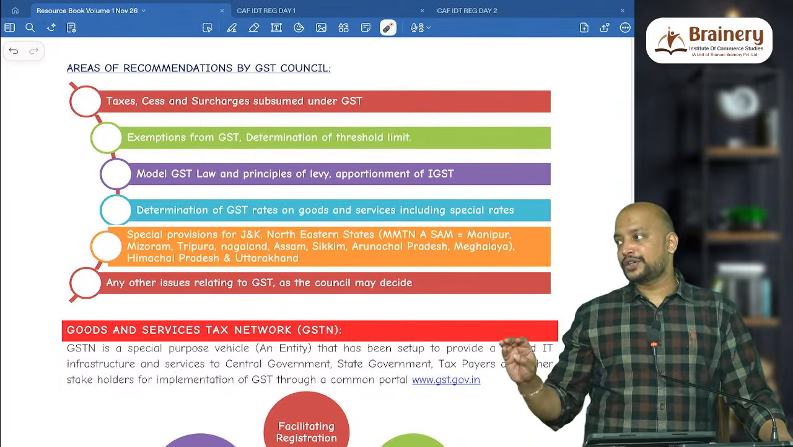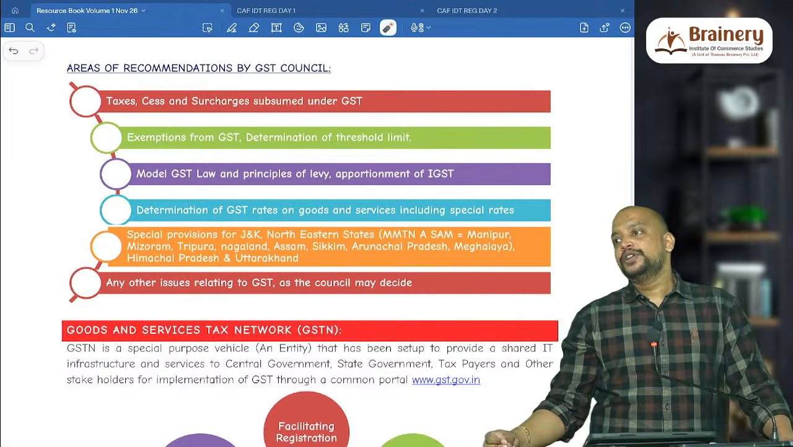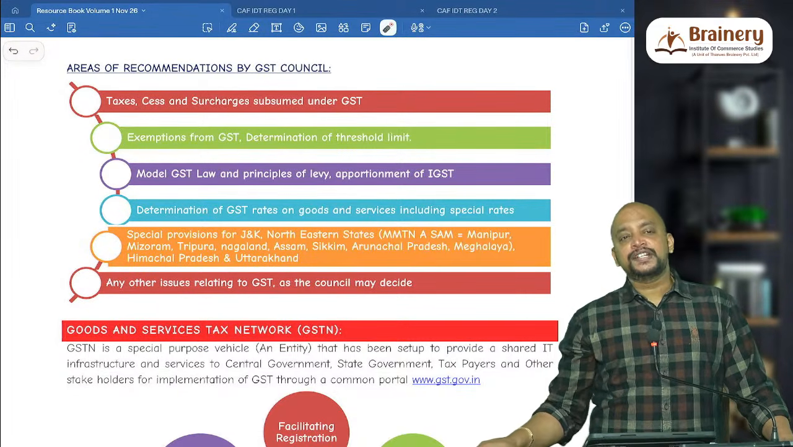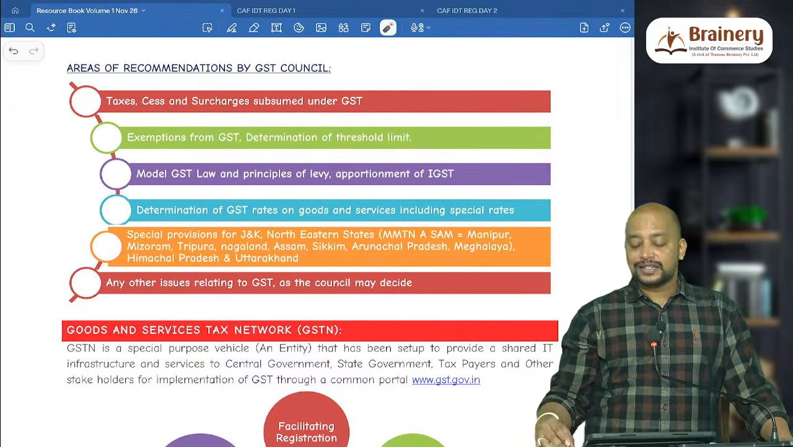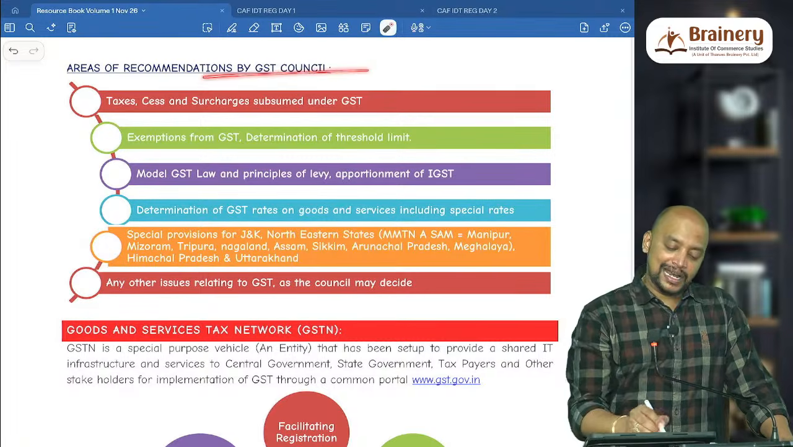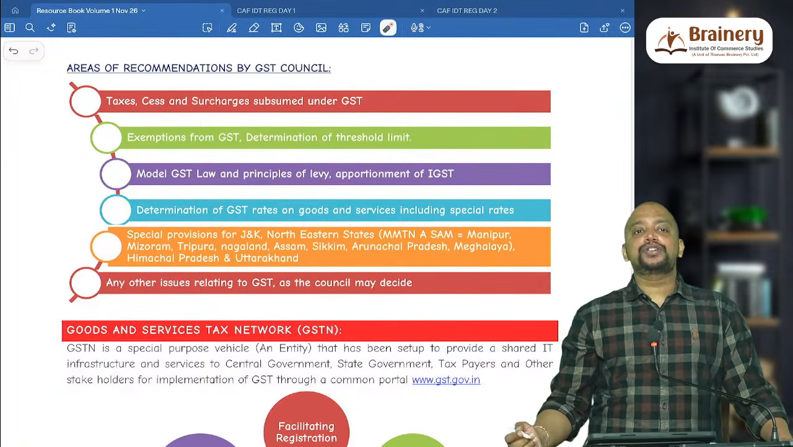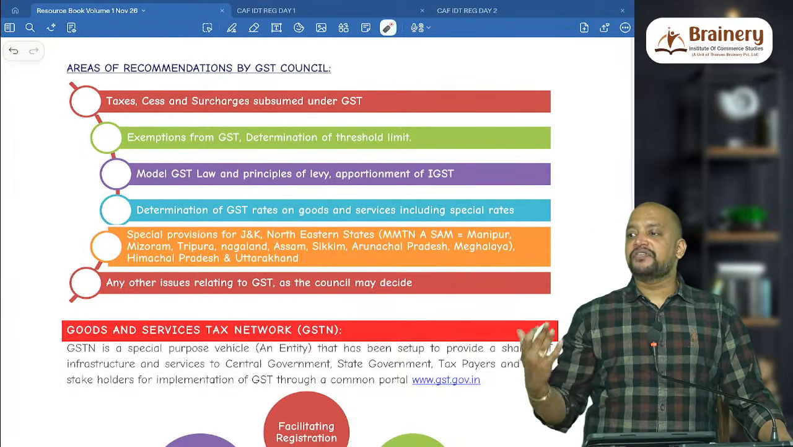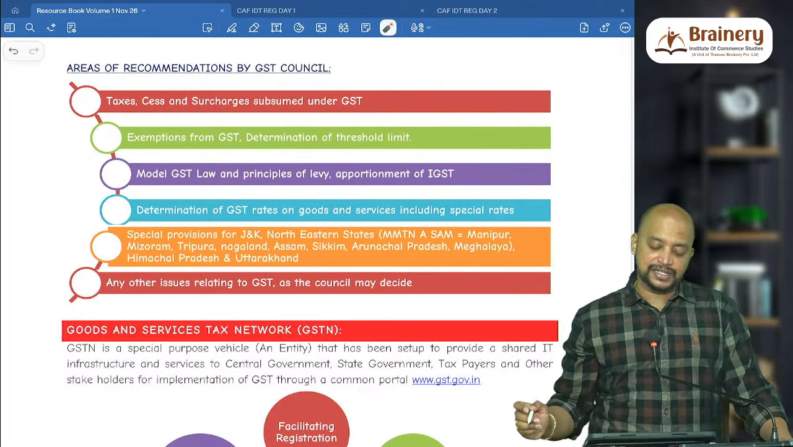If you are engaged in supply of goods, what is the applicable threshold limit? 40 lakhs. That too if you are in other than some states, 40 lakhs. If you are engaged in services, 20 lakhs. And if you are in special category states like Manipur, Mizoram, Tripura, Nagaland, 10 lakhs. So who will take the decision as to which state what limit should be fixed? Again GST Council. Model GST law and principles of levy, apportionment of GST. We discussed IGST 50% will go to the consuming state, etc. That discussion also will be done in GST Council.